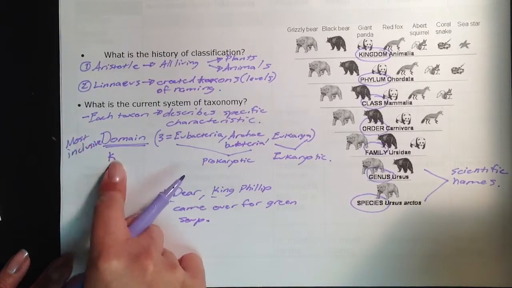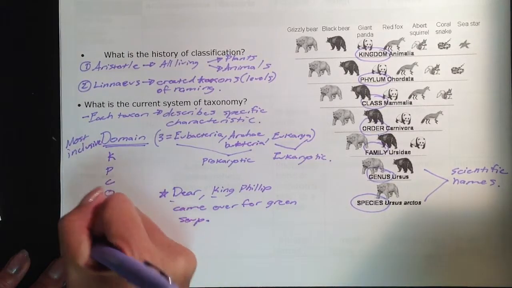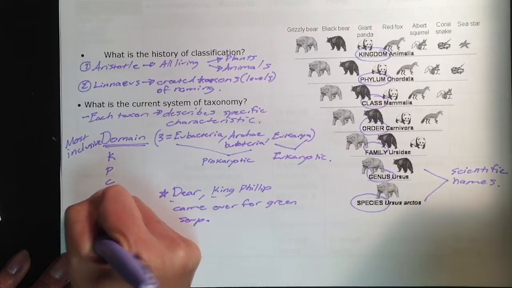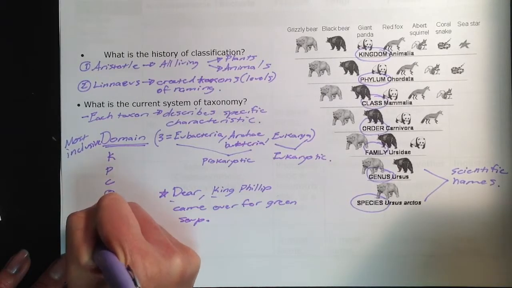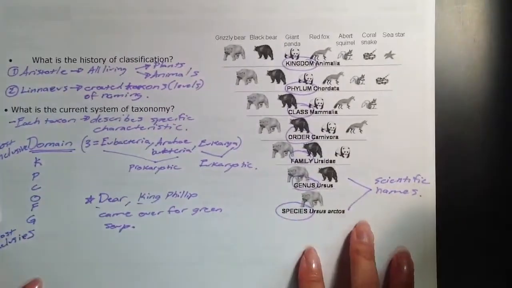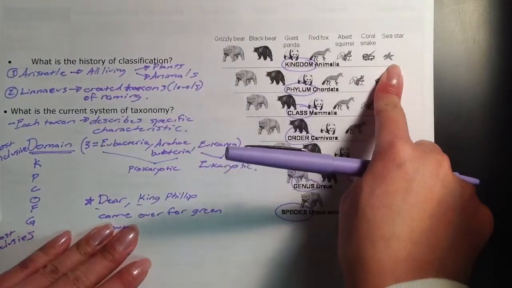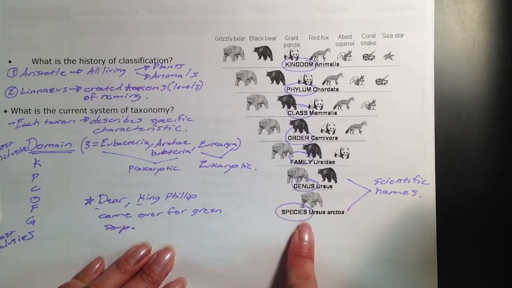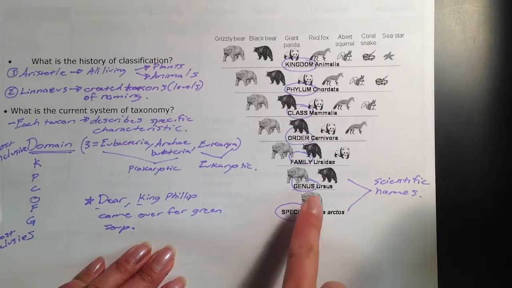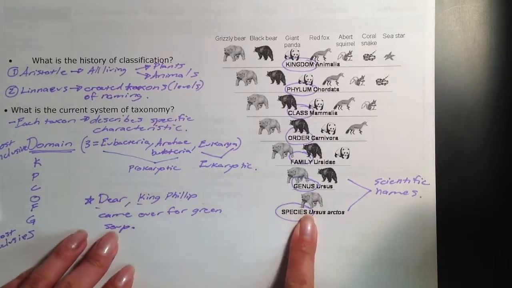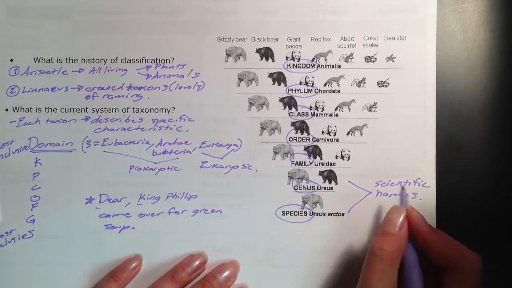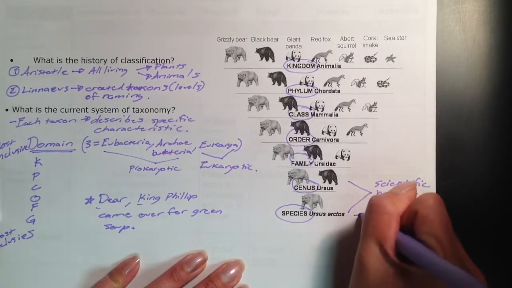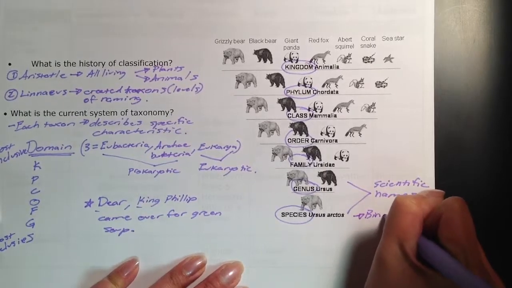Domain and kingdom being the most inclusive groups, and species being the most exclusive. So if you notice up in the picture, you have all of these different varieties of animals, but as you move down towards species, you have one specific species, and that's going to be very exclusive to that group, that naming. Scientific name, again, is an example of our binomial nomenclature.